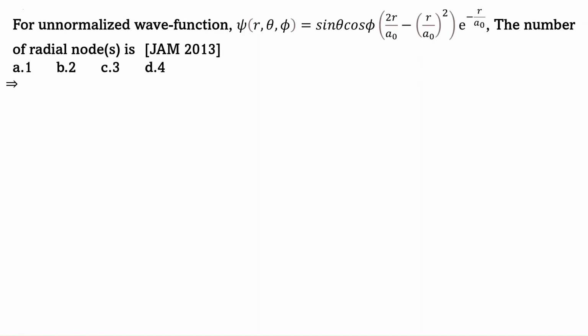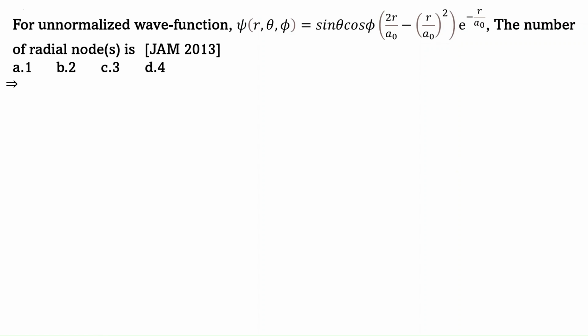Now our next question. This is very important for JAM, NET, GATE, BARC and all other exams. So watch it carefully and watch how to solve these types of questions. We are given a wave function and we have to find the number of radial nodes in the wave. So identify the radial part of the wave function. This is our first work.